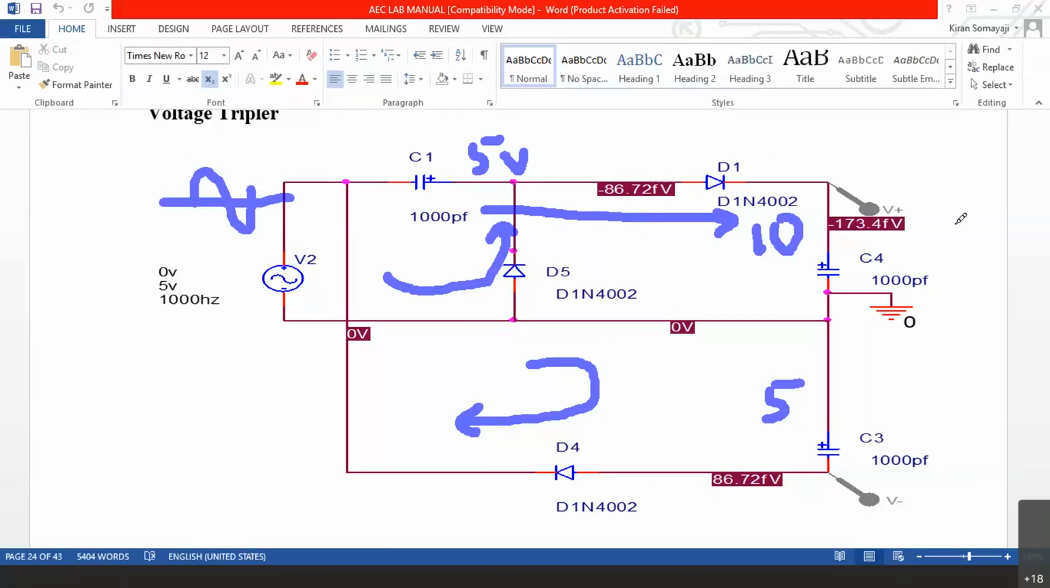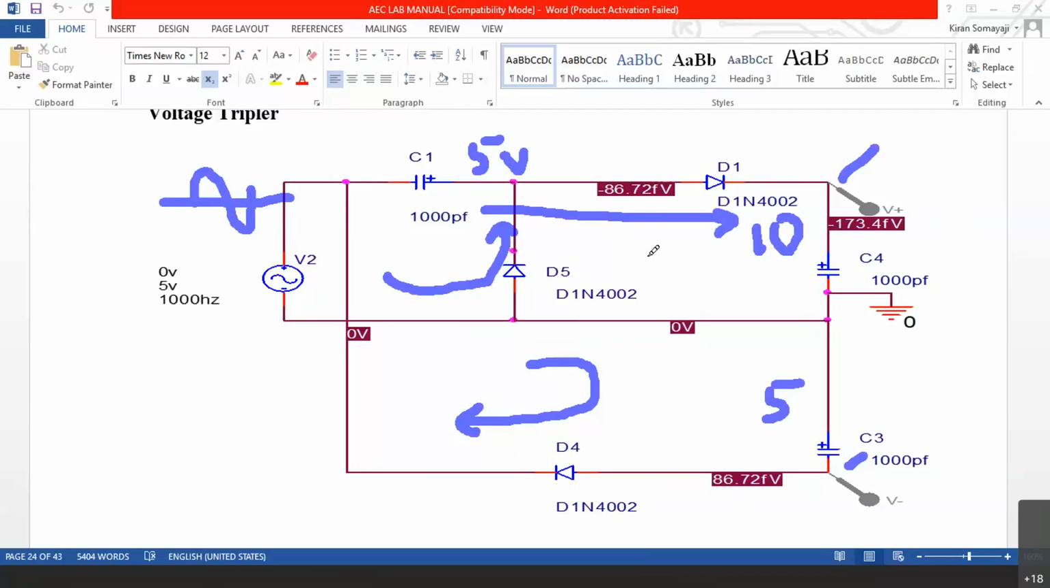Now you can see when we take output here and here, there are two probes here. C3 is charged to 5 volts and C4 is charged to 10 volts. Totally we have 15 volts, ignoring the diode drops. Across a diode, there can be some 0.7 volts drop. Ignoring the diode drop, we can ideally say we have 15 volts. I hope it is clear to the students.